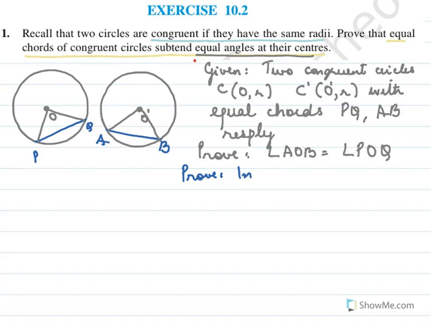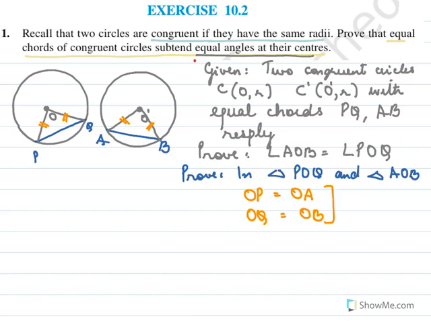We'll take up the two triangles, triangle POQ and triangle AOB. Here we have OP equal to OQ, and all these are equal because they're radii of two congruent circles. So you can write OP equal to OA and also OQ equal to OB. Reason? Radii of congruent circles. Congruent circles have got equal radii.